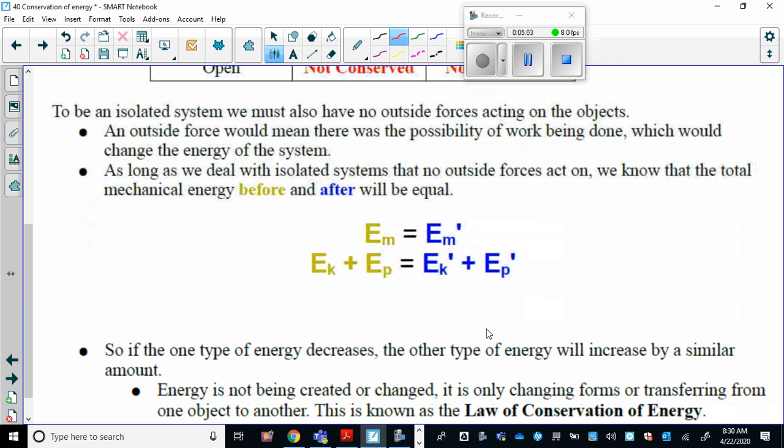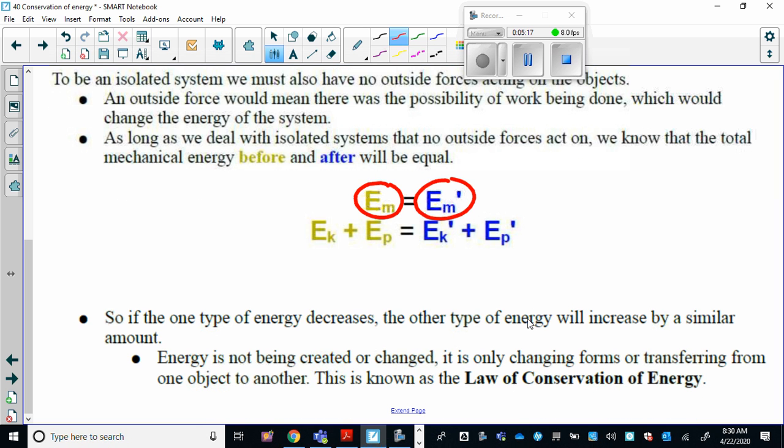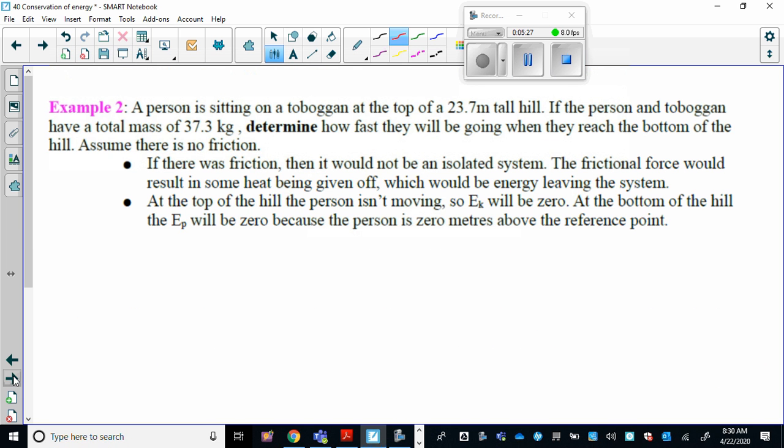And here is conservation of energy right here. The mechanical energy before equals mechanical energy after. And as stated, this is known as the law of conservation of energy. It's a pretty important law for physics 20 and physics 30.